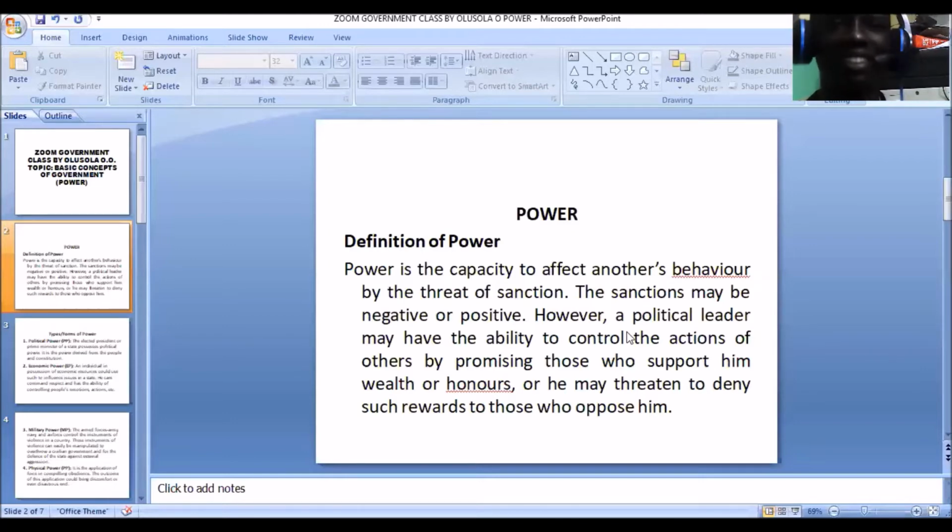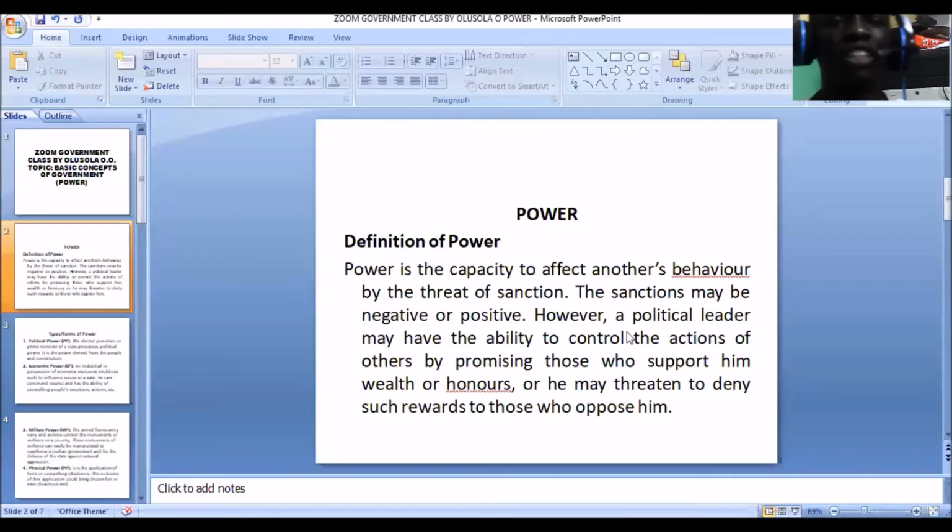And then some persons use power in a negative way that affects other people's behavior in a negative way too, that changes their perception about life, particularly when they have power, and so on and so forth. So power is like that.